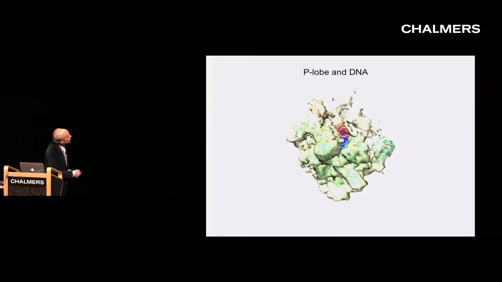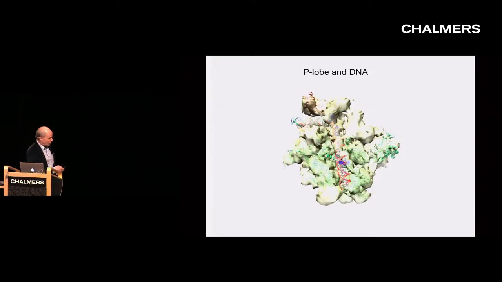So here you see a view almost directly down the axis of the DNA double helix, and if you just tip downwards, you see more clearly the electron density for the DNA. And I think it's apparent one can follow the path where it enters. It makes a bend at the point of interacting with the so-called TATA box binding protein. And then one can see electron density for at least two gyres of the DNA double helix.